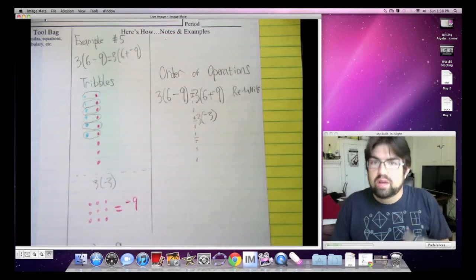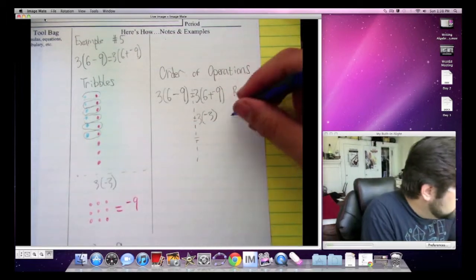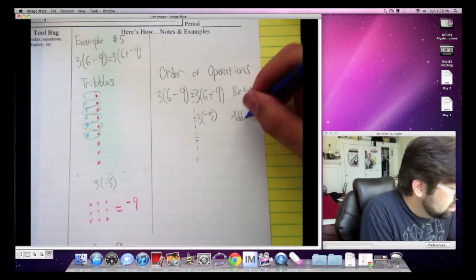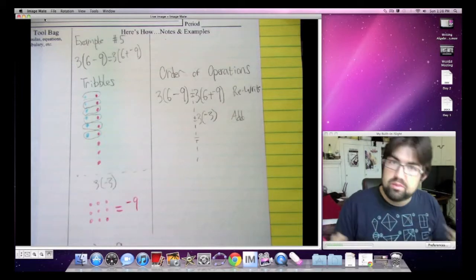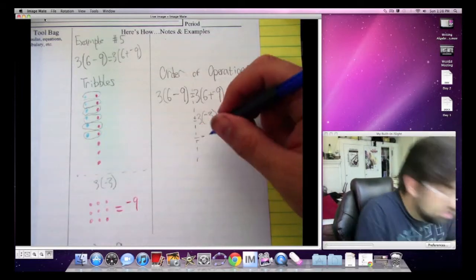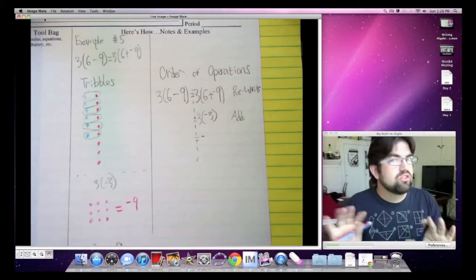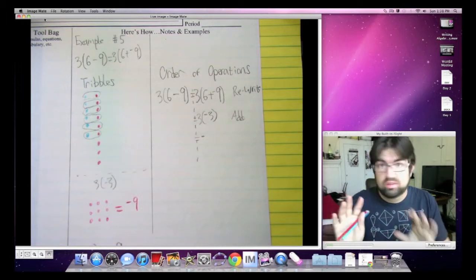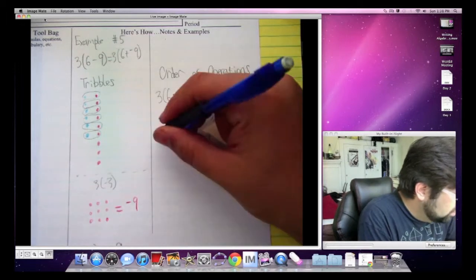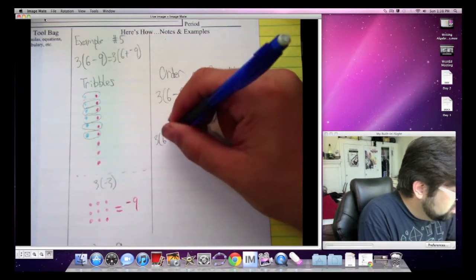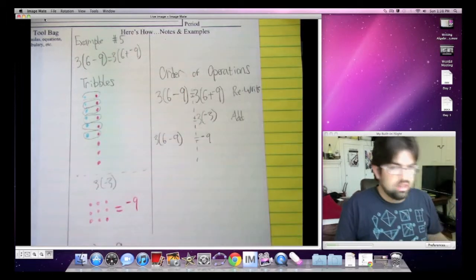A positive times a negative. By the way, that was me adding right there on that step. Me taking a positive times a negative is negative. First thing I'm doing, because the negatives are the worst thing, you're going to lose a sign, and that's the one thing you don't want to happen. And 3 times 3 is 9. So we have 3 times (6 minus 9) equals -9 as my final answer.